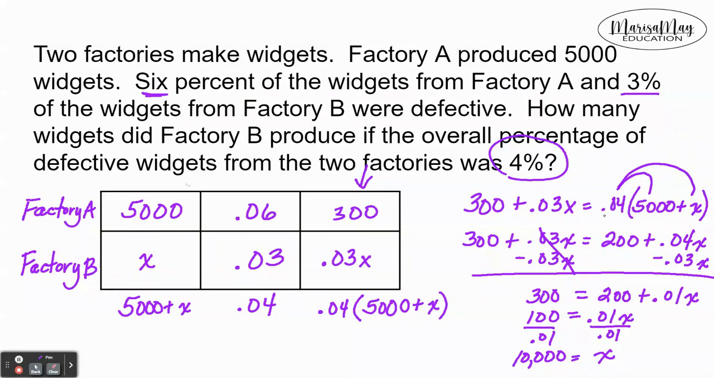I want you to go back to the chart here. Recognize that we multiplied between the first two columns, and that equals the last column. We multiplied 5,000 times 0.06 to get my 300. And then when we went down the chart, we added these together to get the total. That'll help you use your chart to organize your information best.